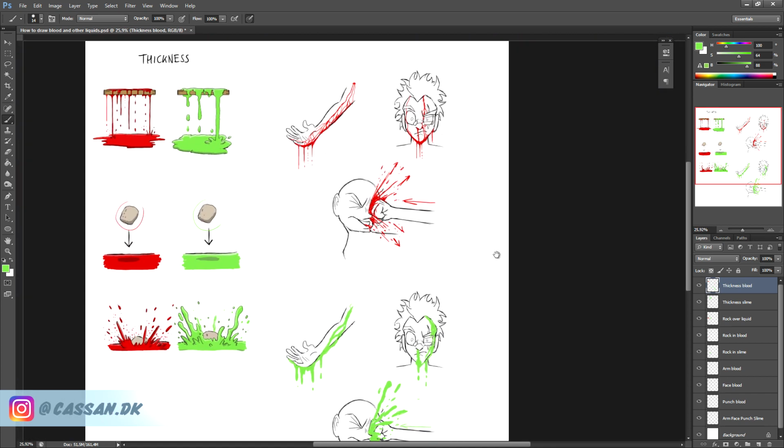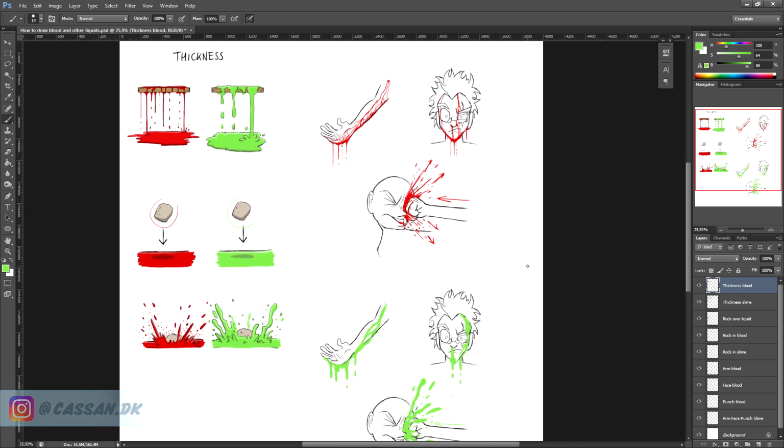I could have gone a lot more into how light interacts with different liquids and what color they have and so on. But this is more like an introduction into what you should consider when playing around with your liquids and making them flow and stretch.